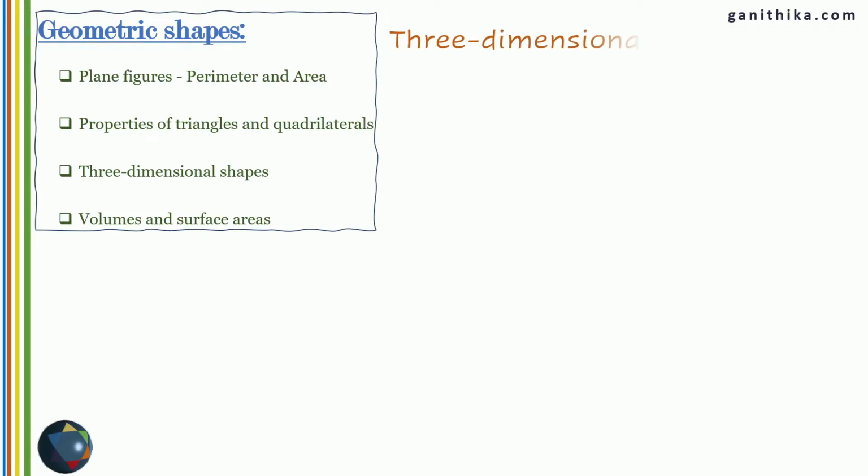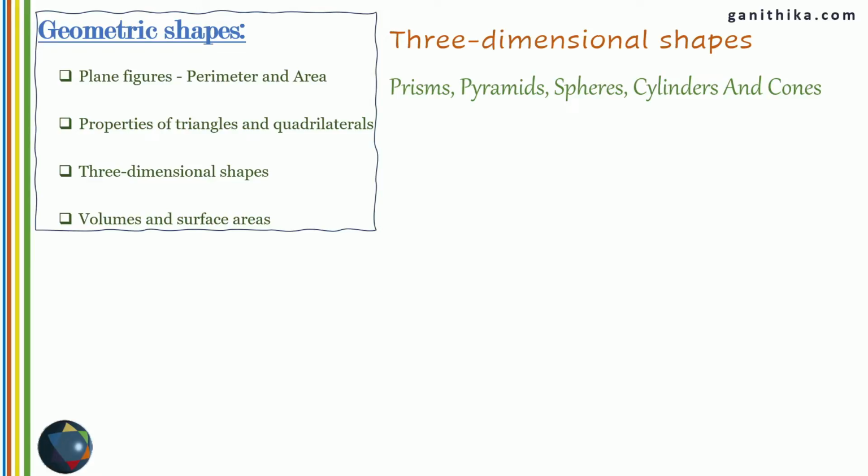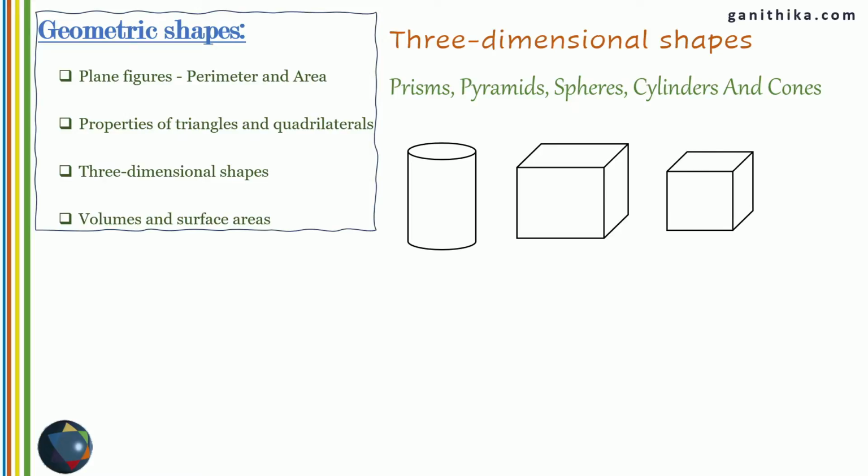Next is three-dimensional shapes: prisms, pyramids, spheres, cylinders and cones. I didn't mention cuboids and cubes here. Why? You're going to see that soon. This is a cylinder. This is a cuboid. This is a cube. Cuboid has a base of a rectangle, whereas cube has a base of a square, and cylinder has a base of a circle.